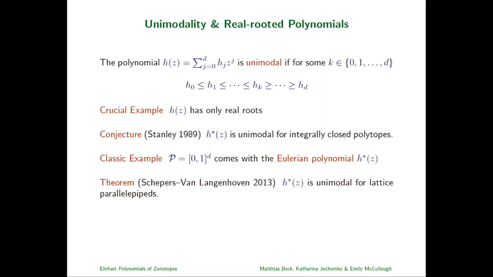I showed you that the unit cube is integrally closed, and you can realize that any parallelepiped is integrally closed. I need to assume that my parallelepiped still has integer vertices. The theorem that started all of this was a recent paper by Schepers and Van Langenhoven, and they proved that h star is unimodal for parallelepipeds.